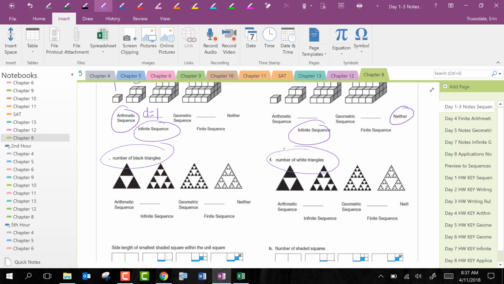This one would be infinite. Which one? The two big ones? Yeah.